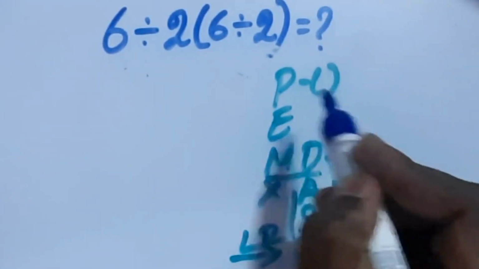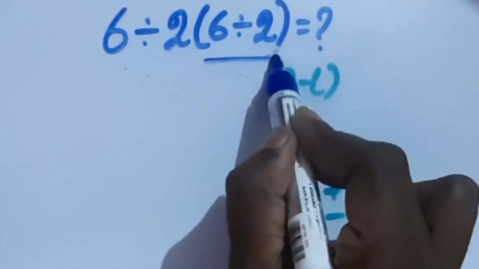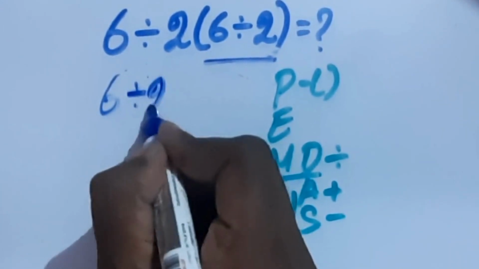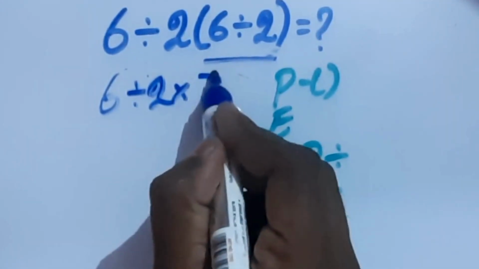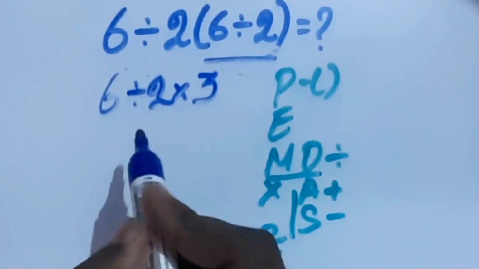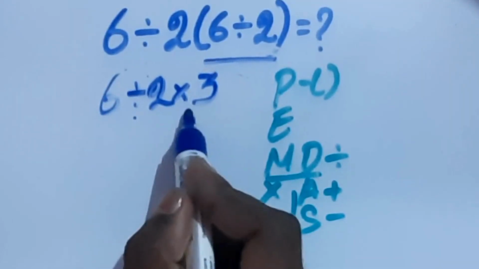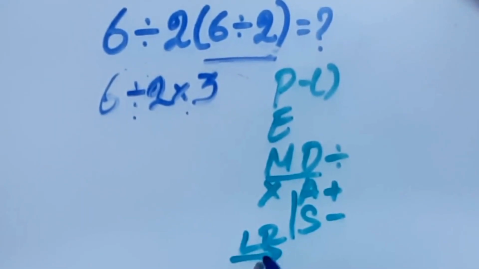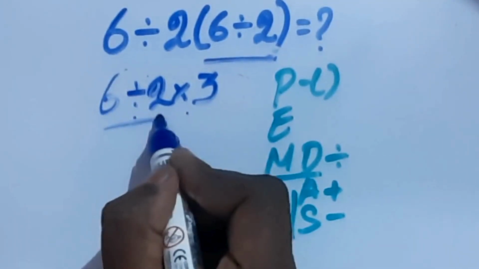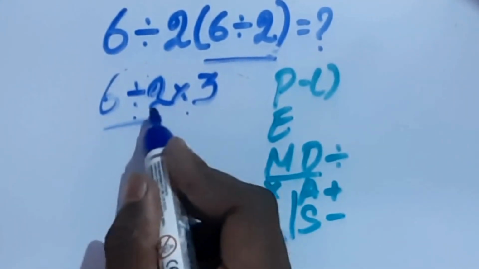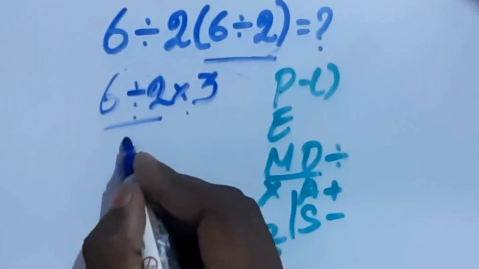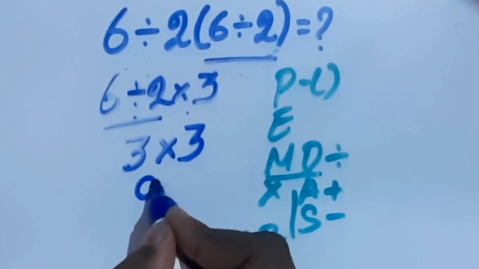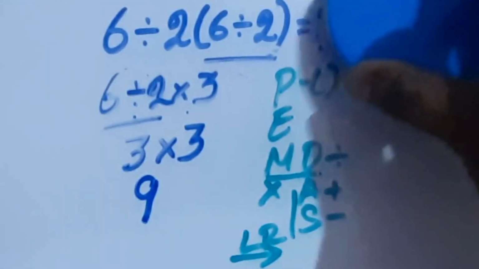Now as per this order of operations, PEMDAS, bracket is higher priority. So 6 divided by 2 times this is 3. Now we have division and multiplication. Both are equal priority. For this we have to follow the left to right rule. Left to right, this one. So 6 divided by 2 is 3, times this 3. Now this is 9. 9 is the correct answer.